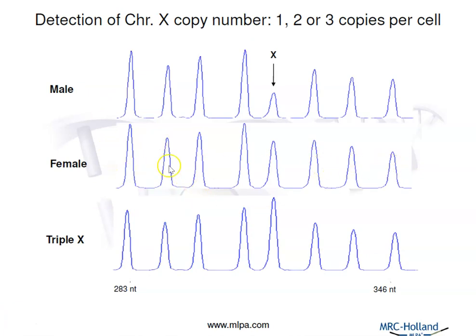So here's some more examples. This is using normal female DNA as a reference. If we take DNA from a male, we can see that the X chromosome peak is roughly 50% of where it is in a female, whereas if we have a triple X female, so that's 47 XXX karyotype, this peak height is higher than you would expect it to be.